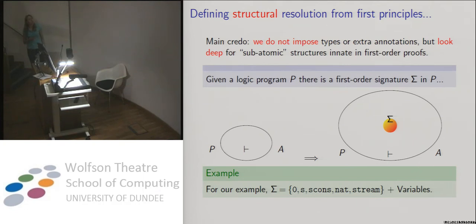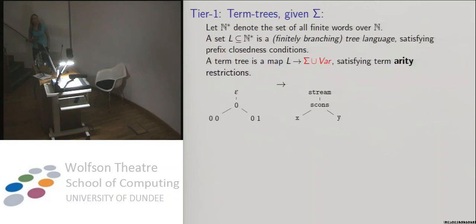Well, the first thing to do is to remember I have this signature sigma, that's a first order signature. What can I do if I'm just given that? Well, for my example, streams and natural numbers, the signature is, for example, this plus variables. Already at this level, I can have some information about the signature. First, I can construct terms, streams, and I'm using a standard way of defining terms, by defining a tree language L, and then defining a term as a map from the tree language to signature plus variables. So this is more or less the standard way to do this.